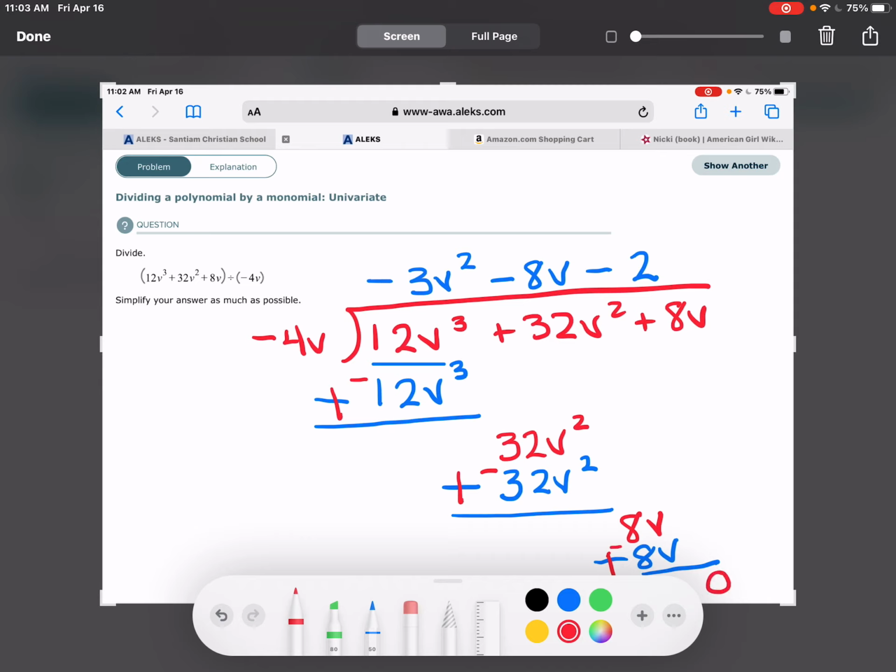There's no remainder, and I can say that the answer to this is negative 3v squared minus 8v minus 2. If I multiplied that back times negative 4v, I would get my original problem, the original polynomial.